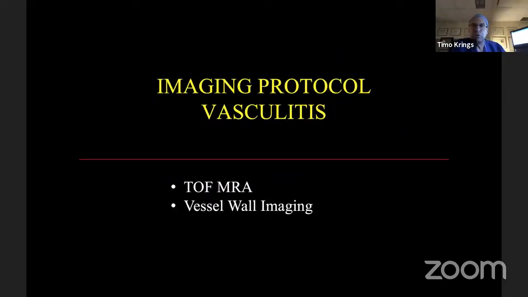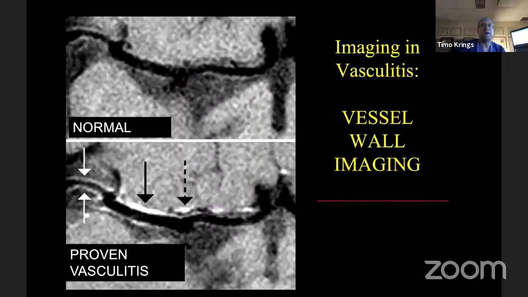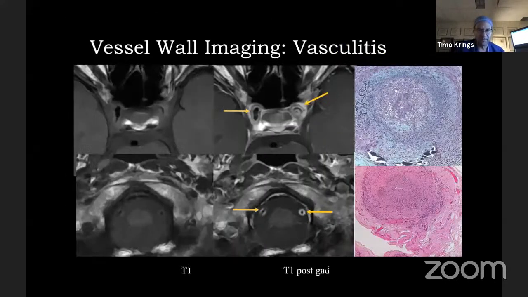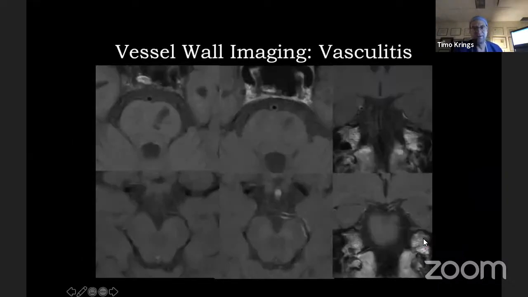What is our imaging protocol in vasculitis? I like time-of-flight MRA using 3 Tesla, and I do like vessel wall imaging, and I will give you a couple of examples. In vessel wall imaging, we see concentric enhancement of the thickened blood vessel, as you can see here. Normally, you should not see any contrast enhancement within the intracranial vasculature. If you see it, if your vessel is thick and if the enhancement is concentric, think about vasculitis. In this case here, this was a proven giant cell arteritis.